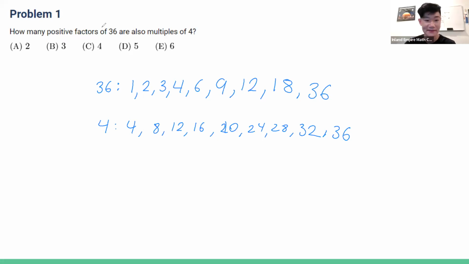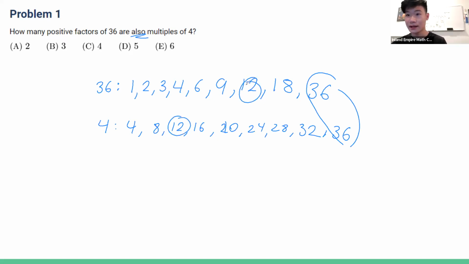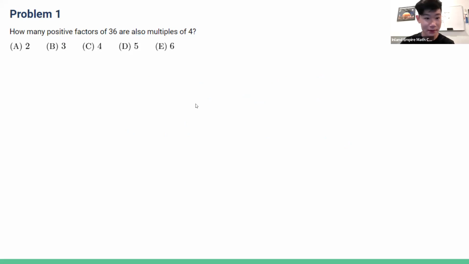So what it's asking is how many positive factors of 36 are also multiples of 4. So we're just trying to find ones that match, right? So let's see which ones match. Well, here we see we have 36, obviously. We also have 12. And we have 4 as well. And that's about it, right? Nothing else matches up, which means our answer is 3 because there's 3 factors, 4, 12, and 36. So if you got B, good job. That's the answer. That one was pretty simple.